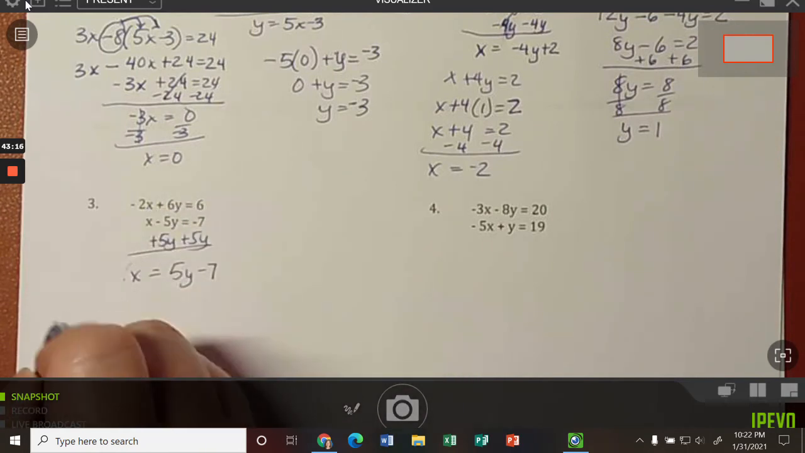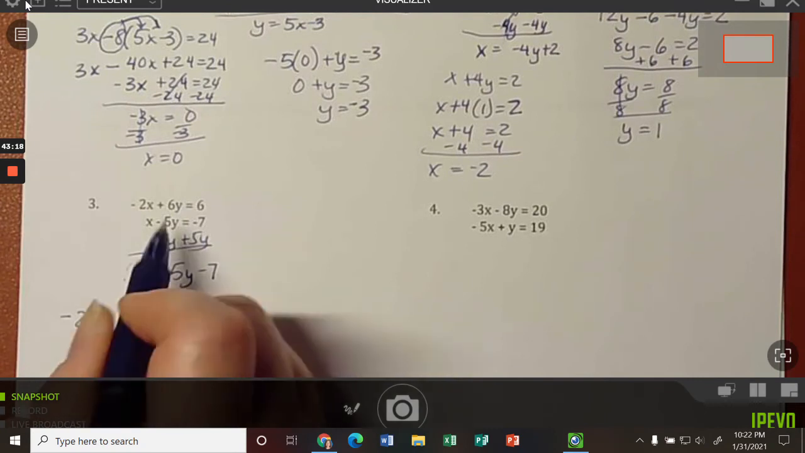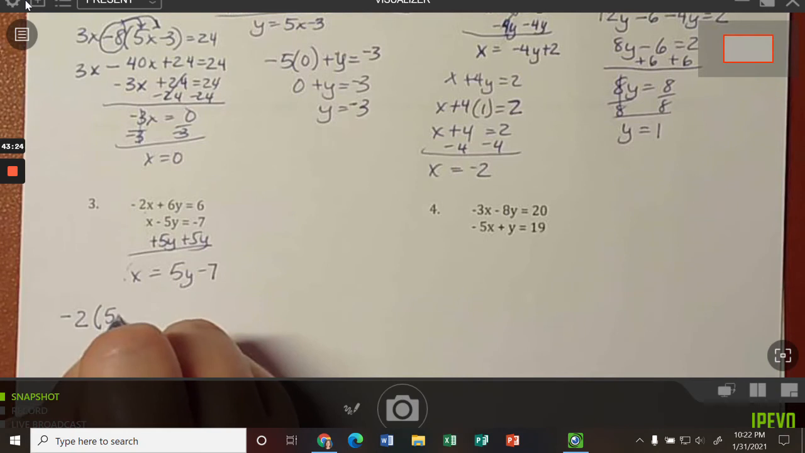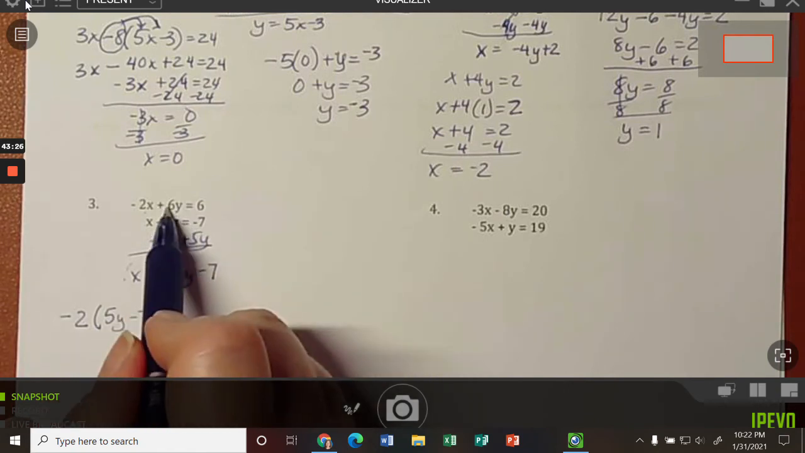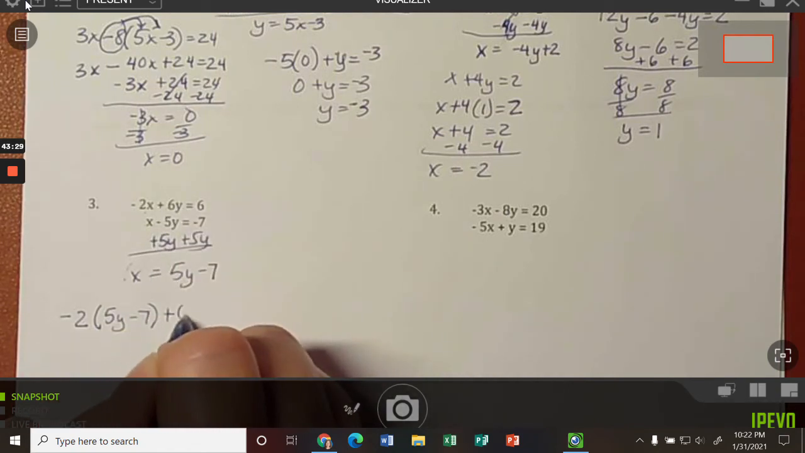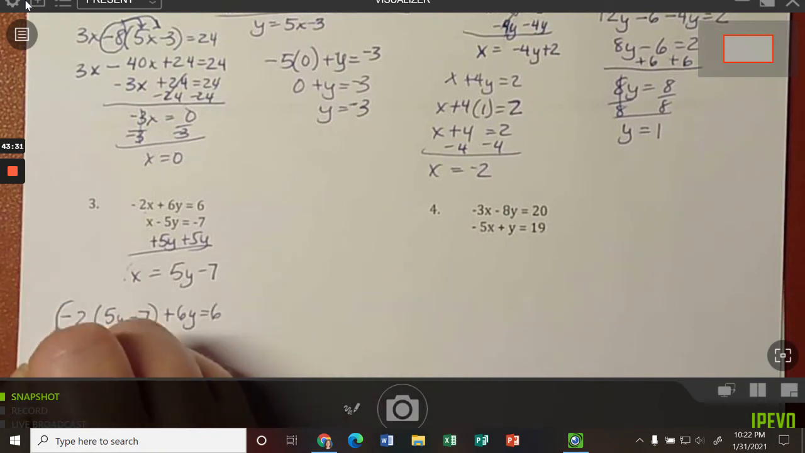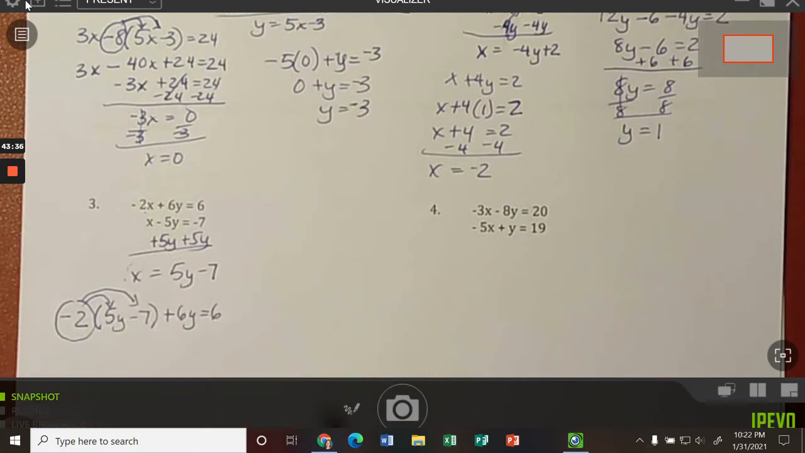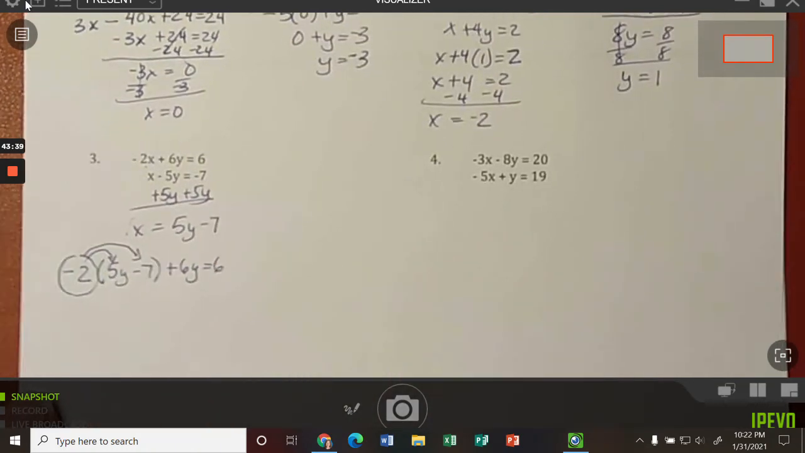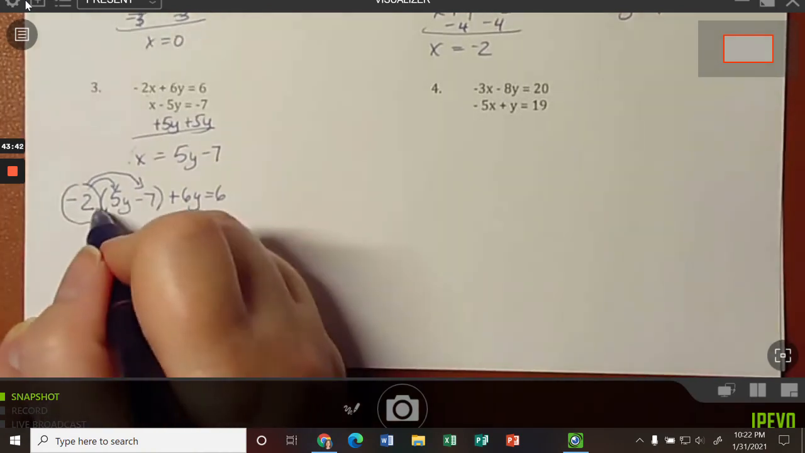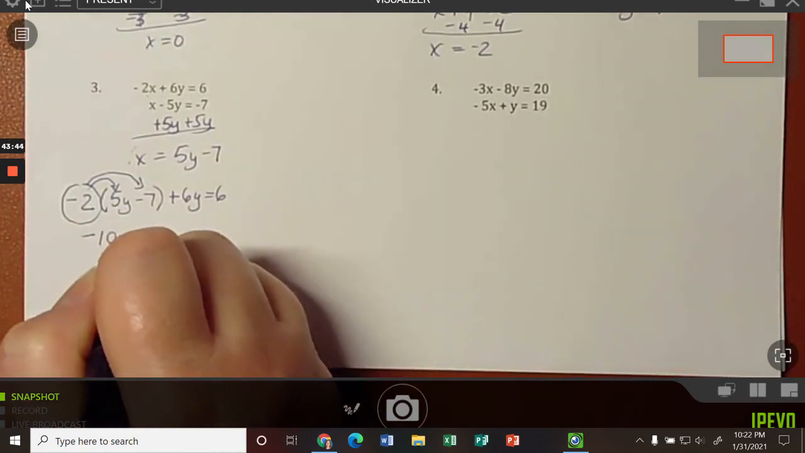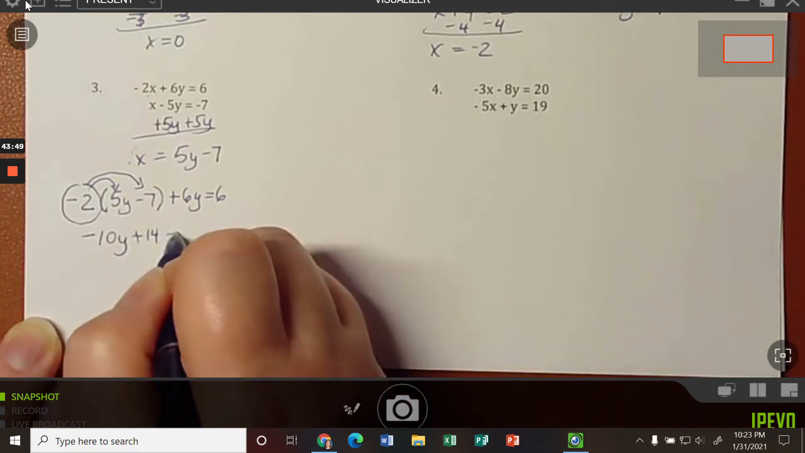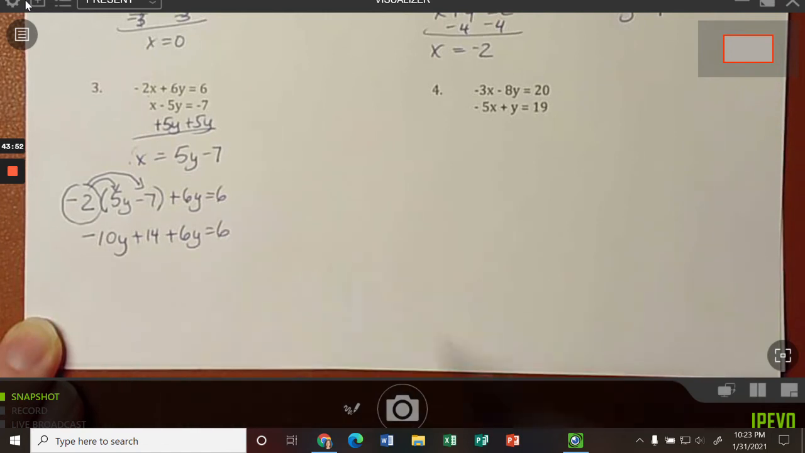So here's the original equation, negative 2, but instead of times x, we'll say times the quantity 5y minus 7. And then bring down the plus 6y equals 6. And then we are distributing not a 2, we're distributing a negative 2. So remember, each term has to be multiplied by negative 2. So negative 2 times positive 5y is negative 10y. Negative 2 times negative 7 is plus 14. Bring down the plus 6y equals 6.